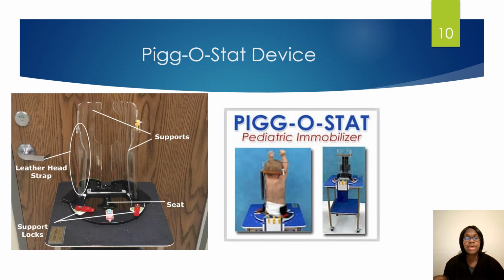And then you have your pigostat device, mainly for little babies, especially to help stabilize them and immobilize them to keep them from moving, especially if it's maybe their first time or maybe they're just scared or nervous. Then this device will help them hold still. And then you see the picture where the baby has their arms up perfectly so that you can take an x-ray of the chest and the full lungs. So this is that example.